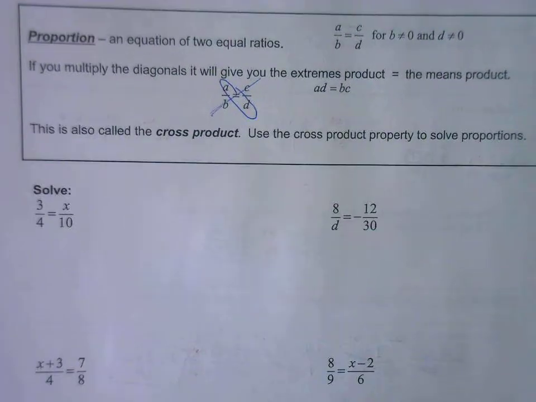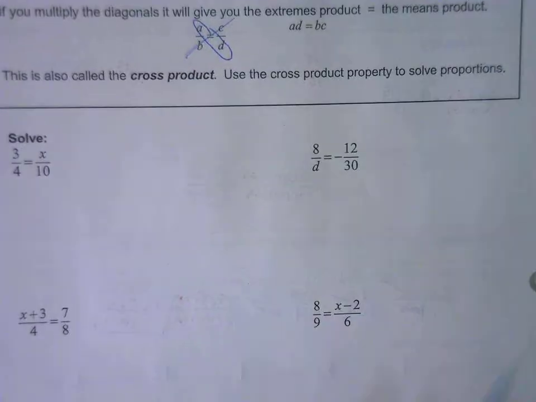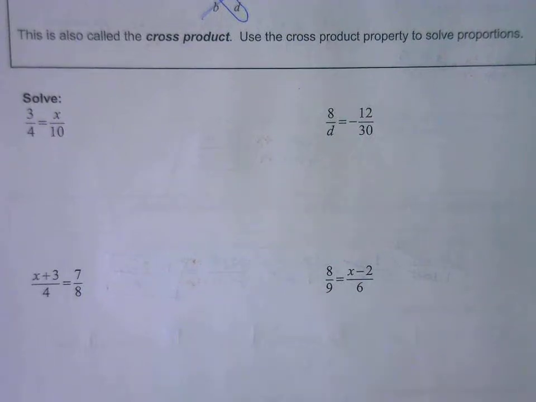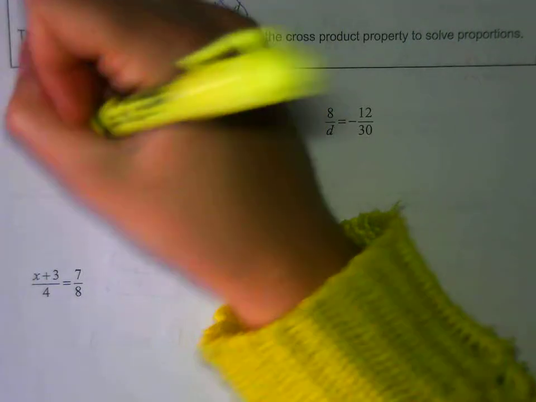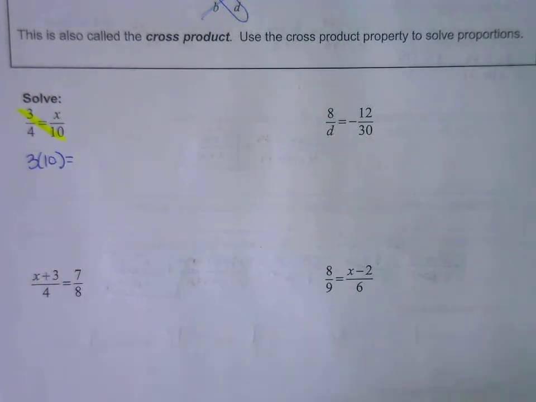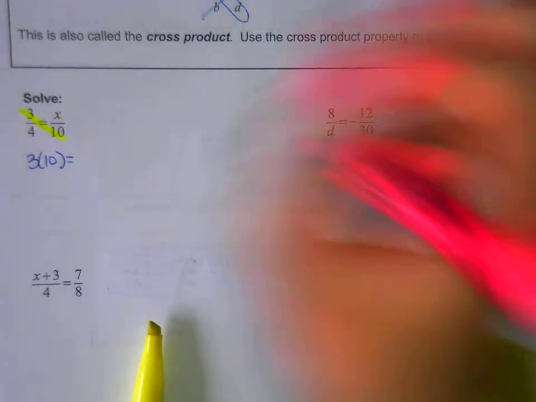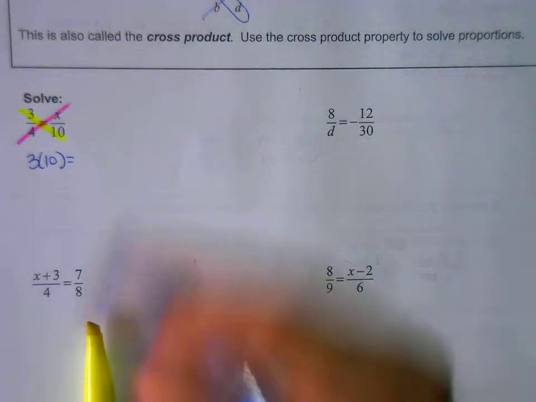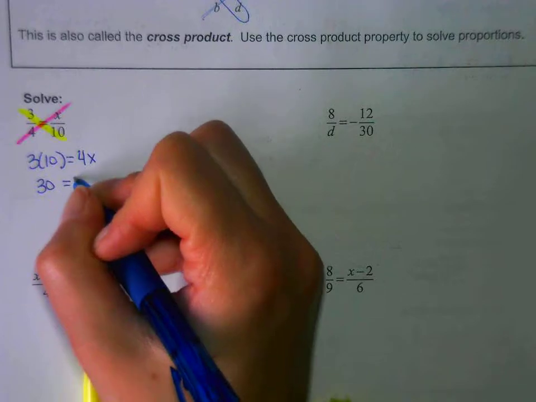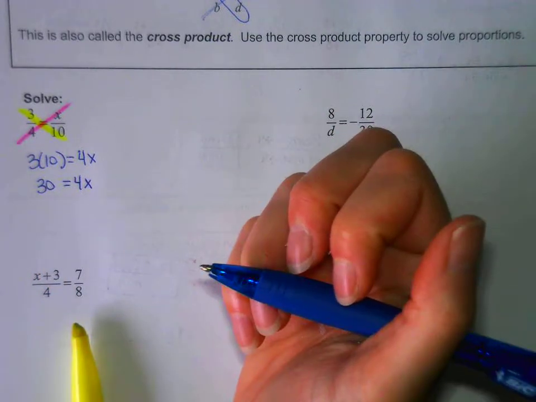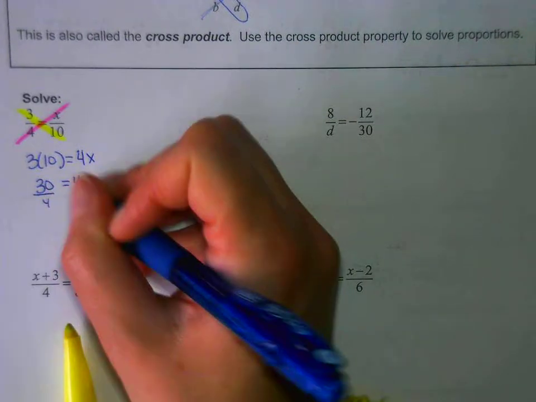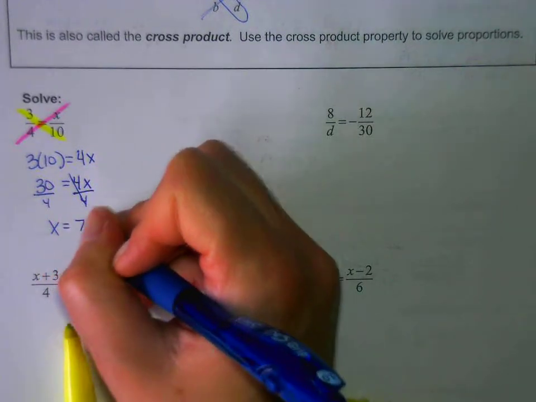So let's look at these 4 problems right here using the cross product. I'm going to first do 3 times 10. And then I'm going to cross multiply the other way, which will get me 4 times x. 3 times 10 is 30, and 4 times x is 4x. So then I'm down to a one-step equation. I divide both sides by 4. X equals 7.5.